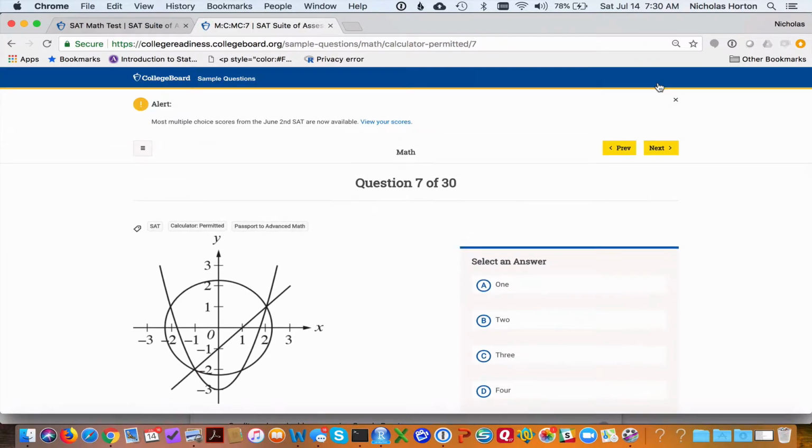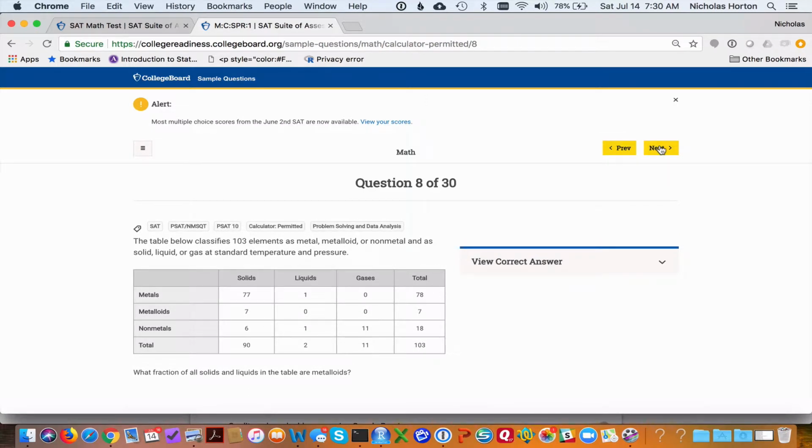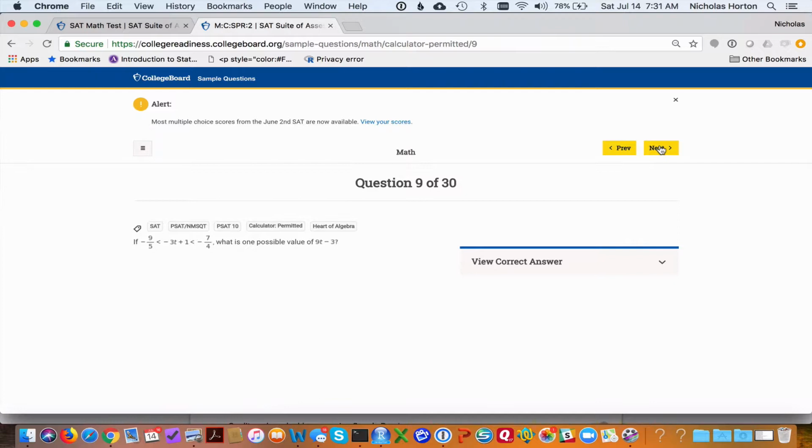Moving on to question 7, it's much more of a passport to advanced math is how they describe that. Question 8 is the first example of cross-classification tables where we have things divided as to whether or not they're solid, liquid, and gas, along with the marginal totals. And so the question is to ask what fraction of all solids are metalloids. So it's kind of thinking about those 2 relationships of things.